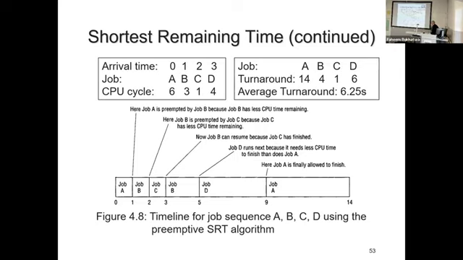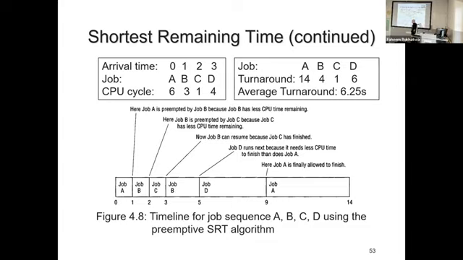What's the average turnaround time here? What's the average turnaround for A? What's the definition of turnaround time? From arriving into the system until leaving the system. What time did A arrive and what time did it leave? It arrived at time 0 and finished at time 14. The rest of the time it was waiting inside the system doing nothing. So the turnaround time for A is 14.